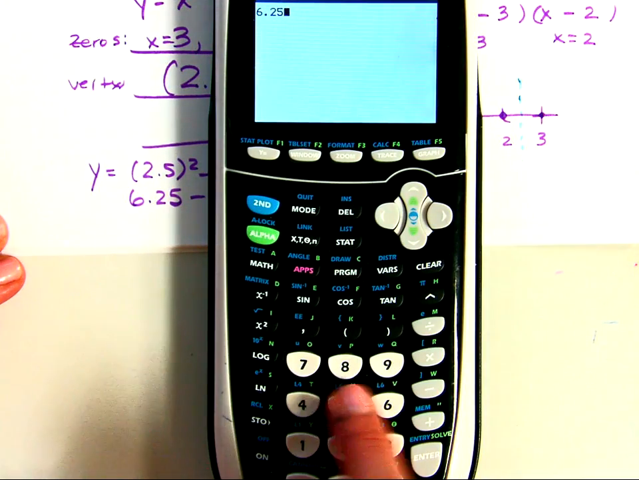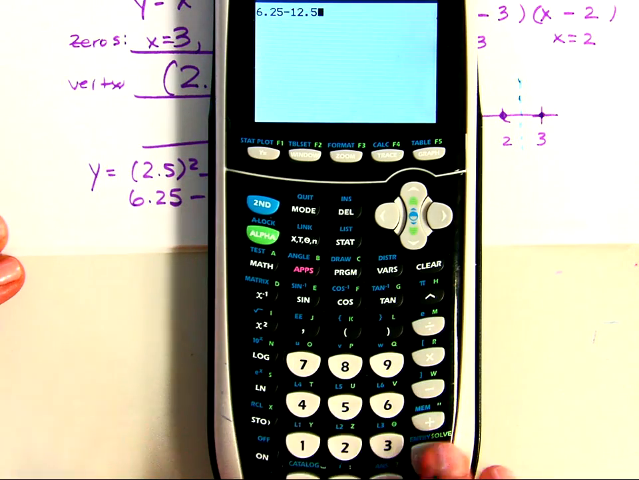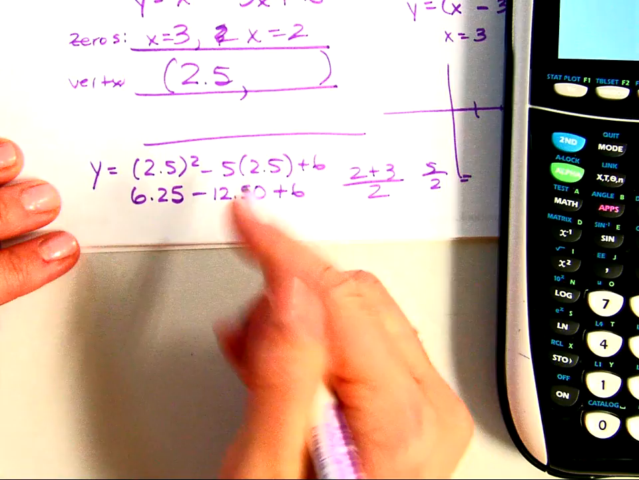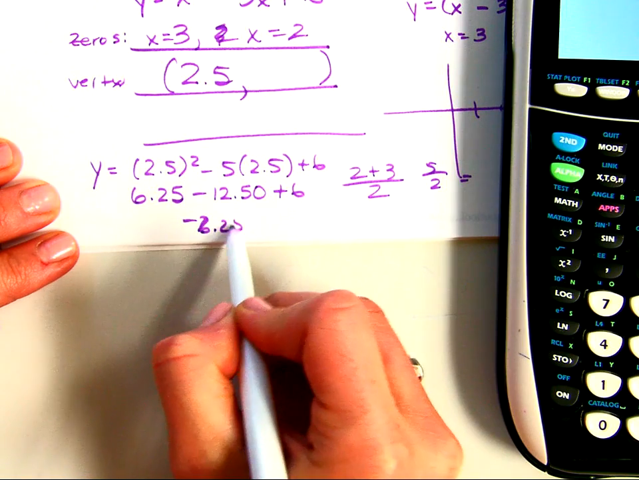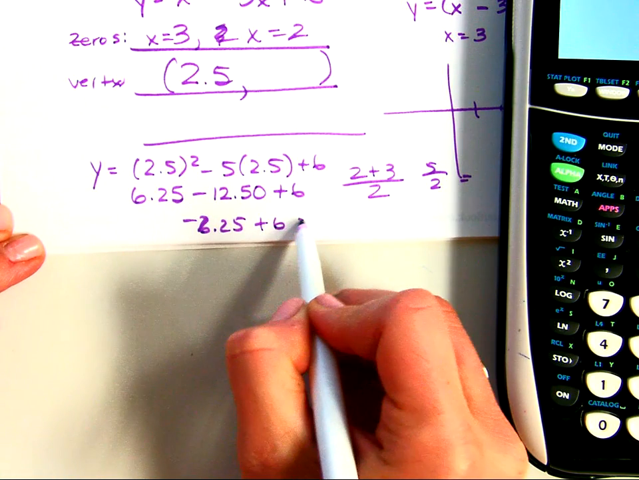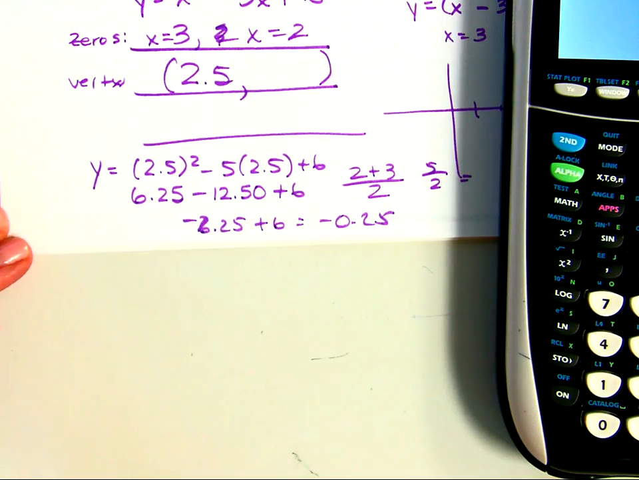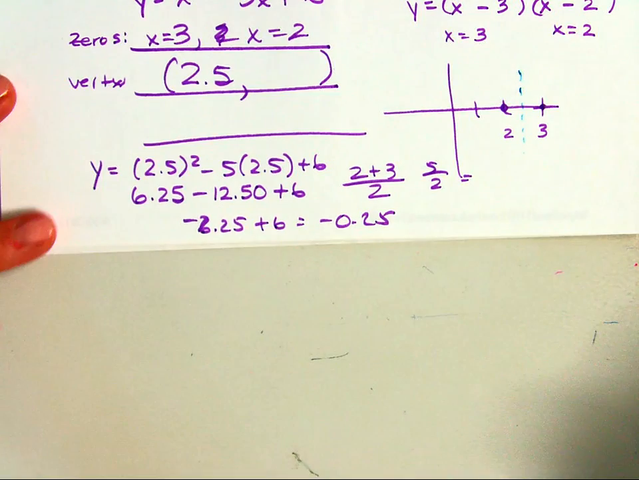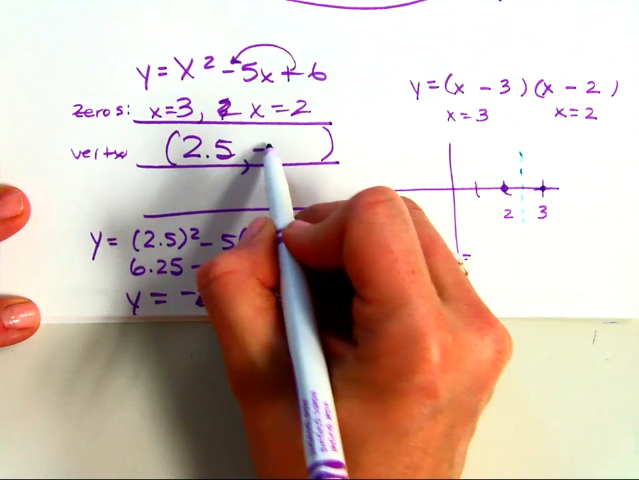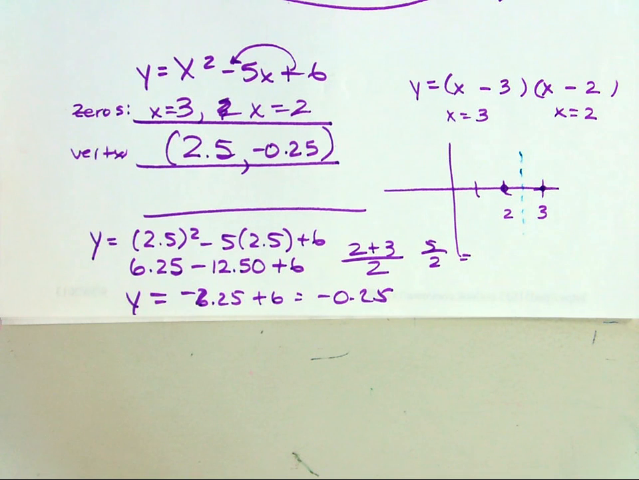This gives you, what does this give you? Oh, what do we have? Negative. So 625 minus the 1250 gives you a negative 625, plus 6, which gives you a negative 0.25. All that, I know it wasn't pretty, but that's your y equals, isn't it?